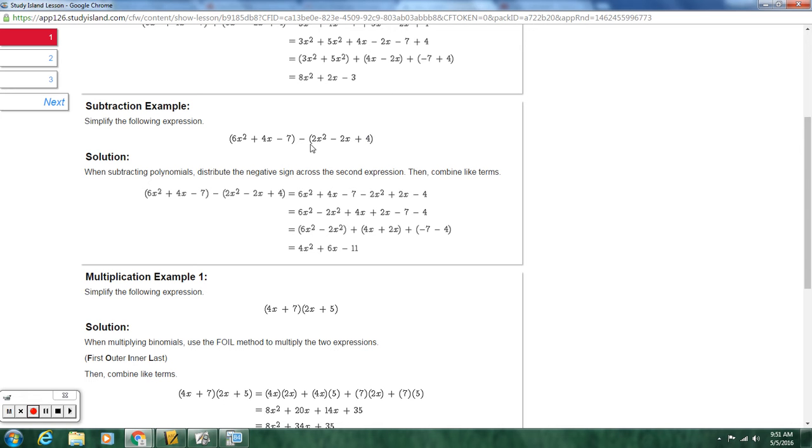A lot of you will do this first one, the first term, but then you'll forget that minus goes there and that minus goes there. So those are just real simple examples about adding and subtracting.